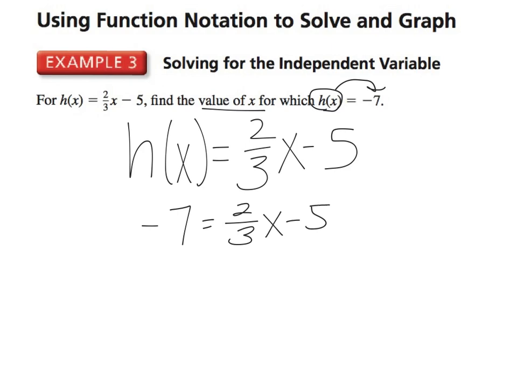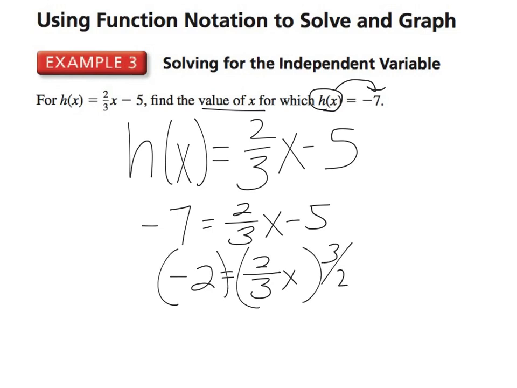I add 5 to both sides by using the addition property of equality. I then multiply both sides by 3/2, the reciprocal, which is the multiplication property of equality, and that gives me x equals -6 divided by 2 would be -3. So what is the value of x? It's -3.